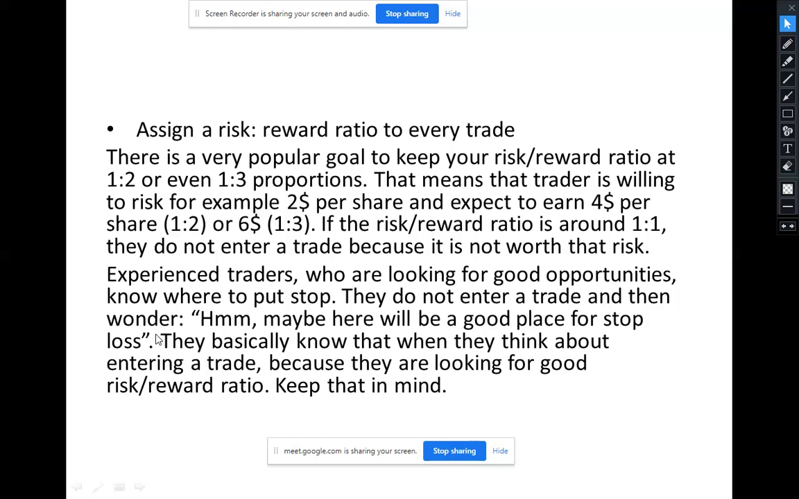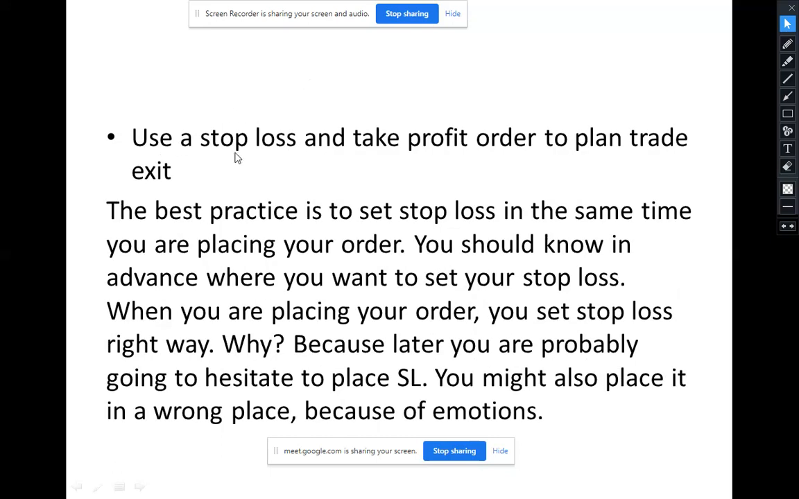level. A lot of people use the risk reward ratio as their take profit level. A lot of people use support and resistance, where the market is likely to reverse, as their take profit level. So that is one thing about different traders, different traders with different methodology. Now, use a stop loss and take profit order to plan trade exit.